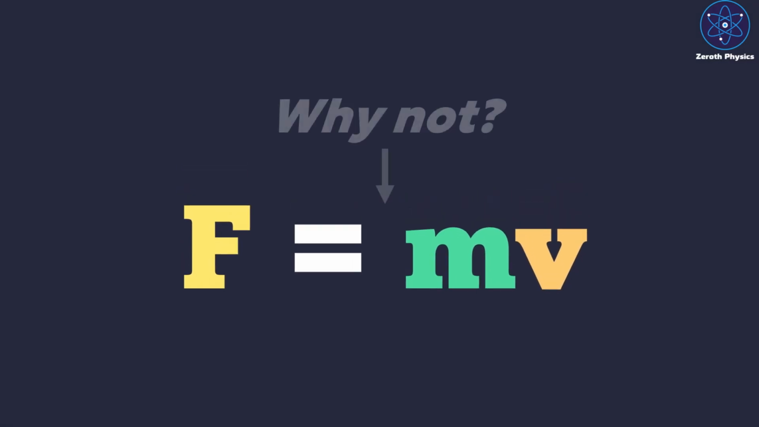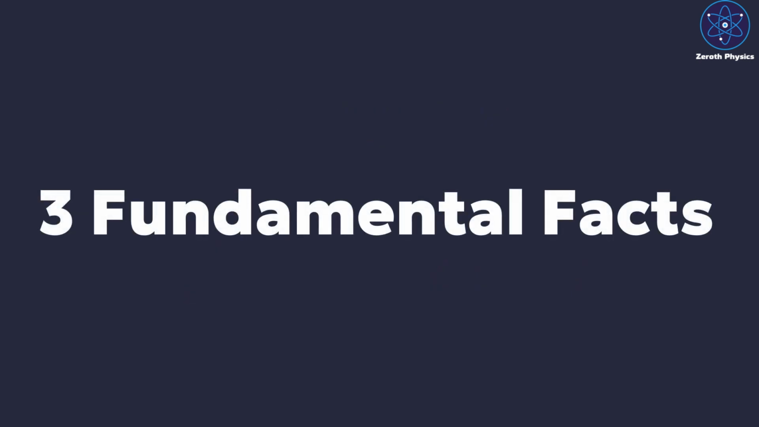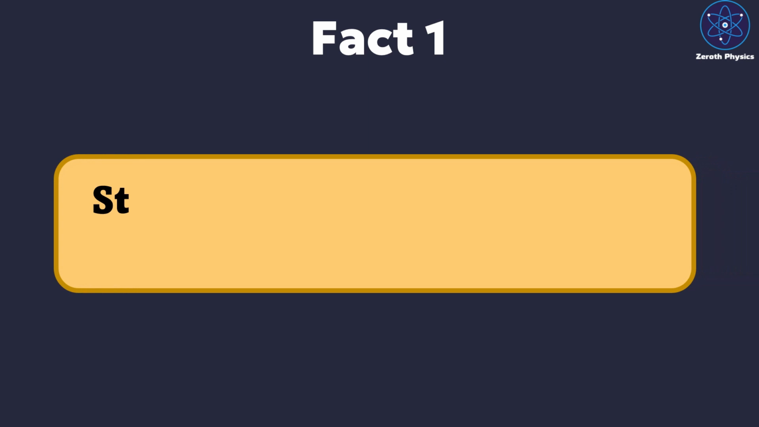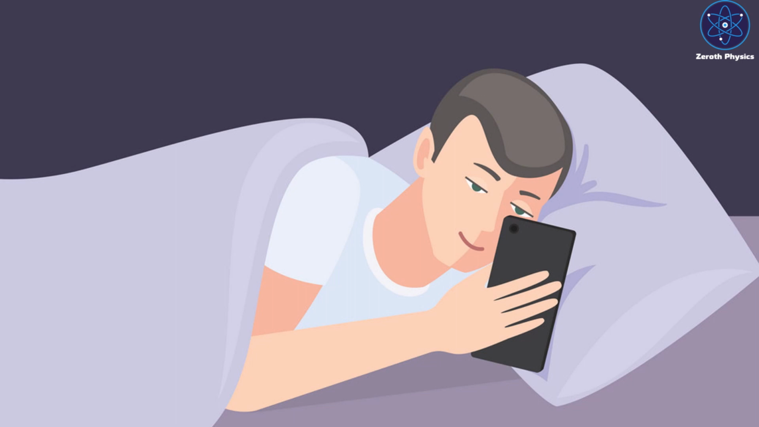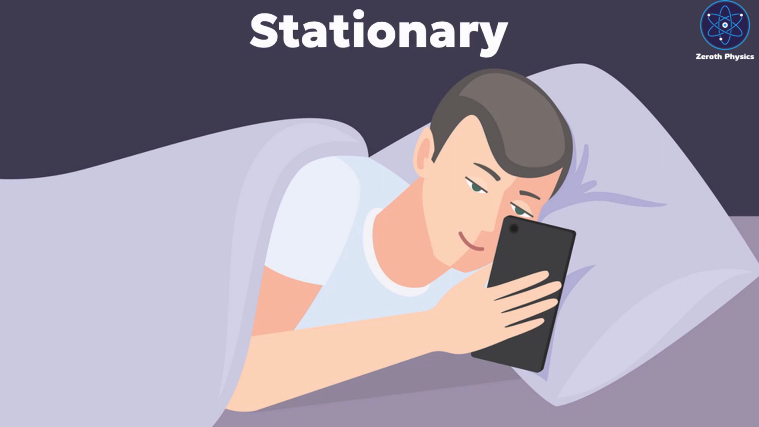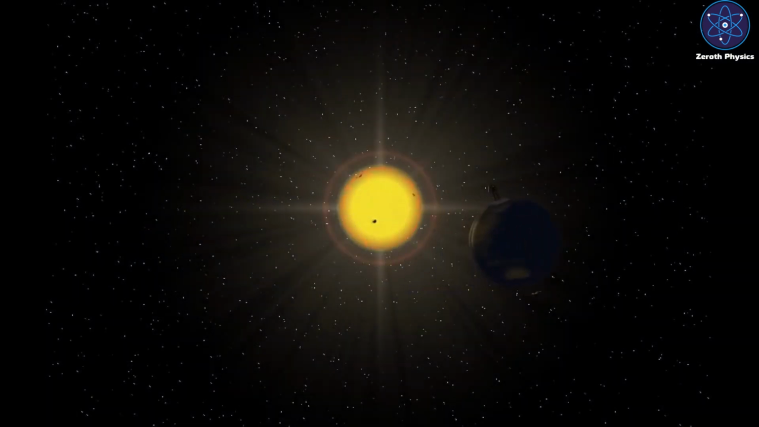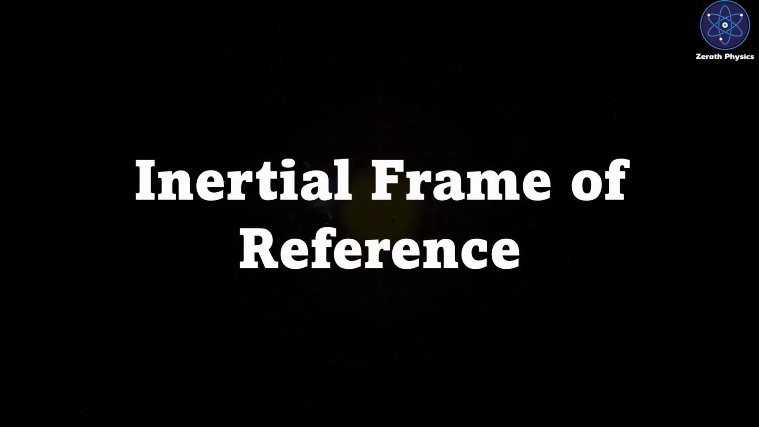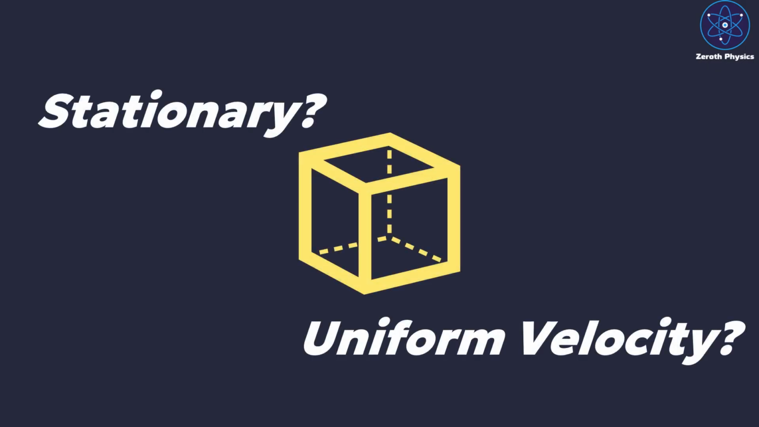To understand why force is not equal to mass times velocity, we need to consider three fundamental facts. The first fact that you need to accept is stationary and uniform velocity are actually equivalent. For instance, you may feel stationary while lying on your bed watching this video. However, the Earth is constantly rotating and orbiting the Sun, so you are actually moving with the Earth. This concept is related to the inertial frame of reference, but we won't delve into the details here. For now, it's important to accept that we cannot distinguish between being stationary and having a uniform velocity.